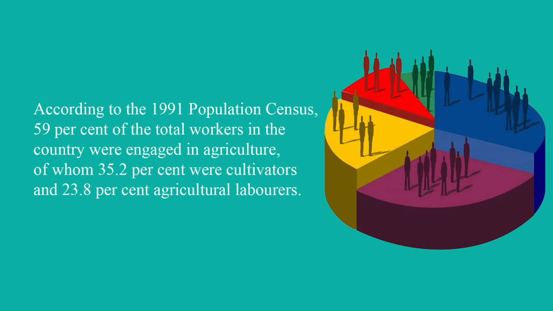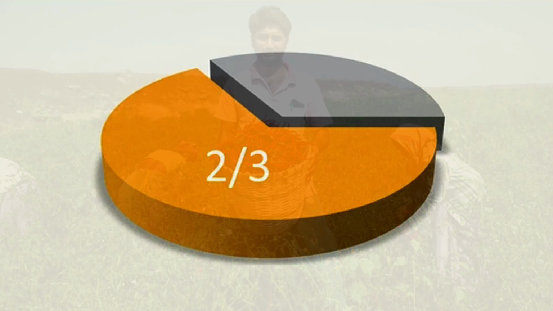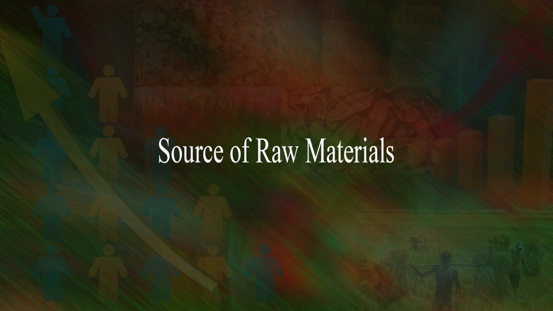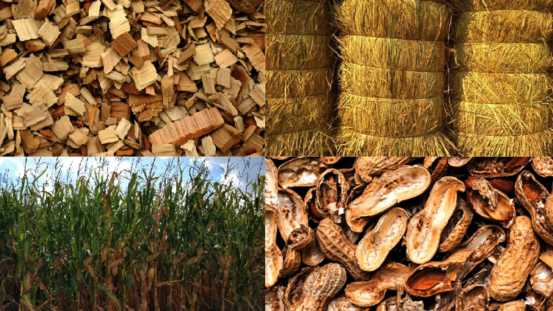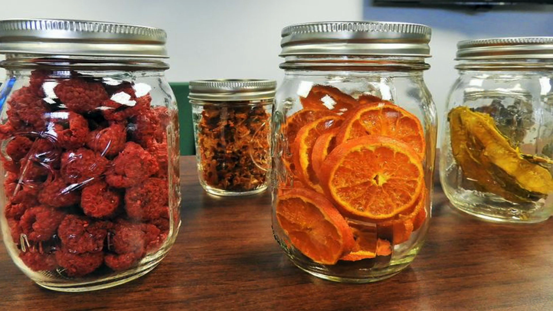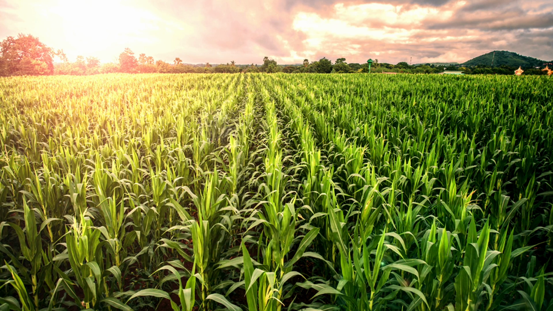So, according to the 1991 population census, 59% of rural workers in the country were engaged in agriculture, of whom 35.2% were cultivators and 23.8% agricultural laborers. This means that agriculture is the main source of livelihood and employment for about 2/3 of India's population. Another major role is as a source of raw materials. Agriculture is a principal source of raw materials for India's leading industries such as sugar, cotton, jute, textiles, leather, tobacco and edible oils. Many other industries like fruit preservation and processing, dal mills, handloom weaving, gur making and oil crushing also depend upon agriculture as a source of raw materials.